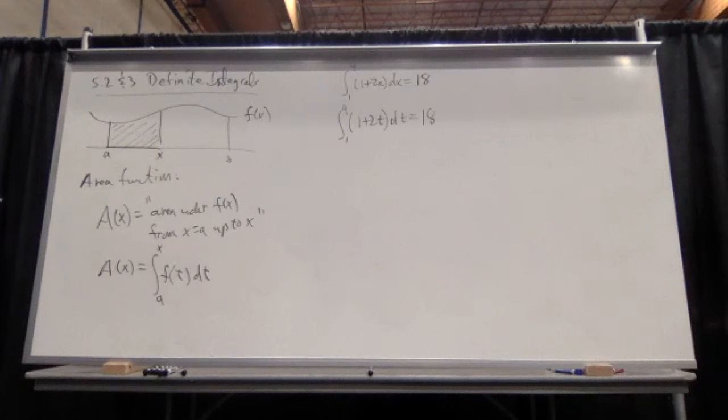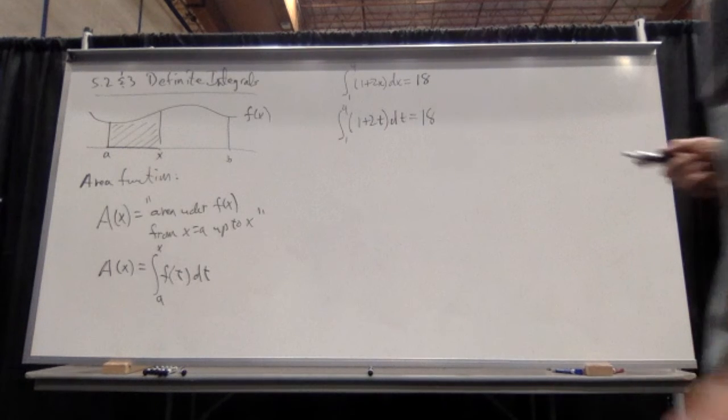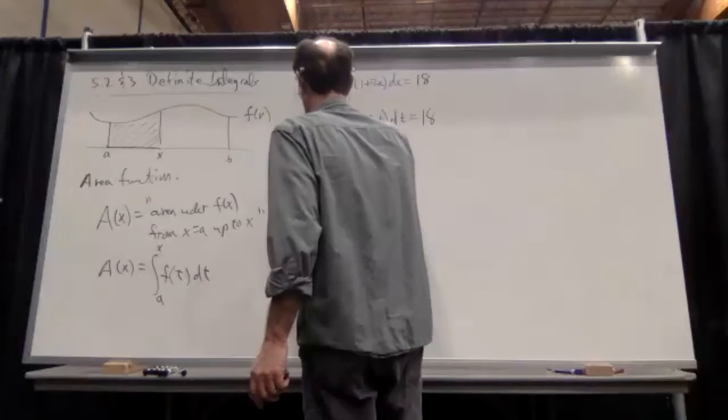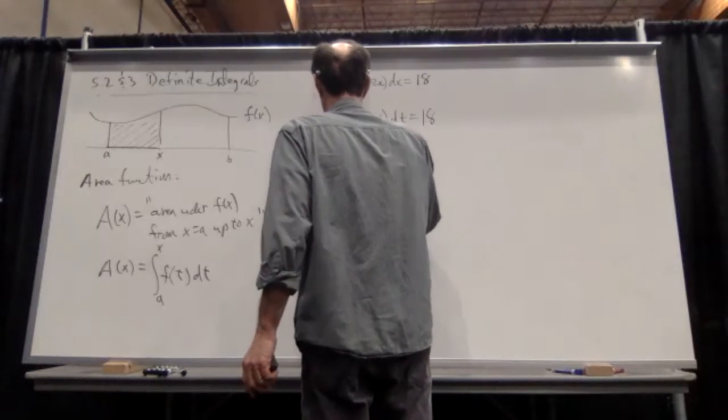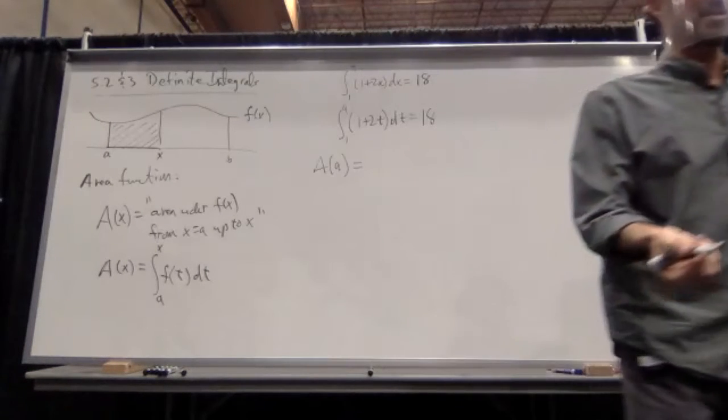Okay, so I define an area function. I say in words what it is, and then I can write an integral. You agree that I found the right one. Okay, now I want to really dig into this function, big A. In particular, what's big A evaluated at little a?